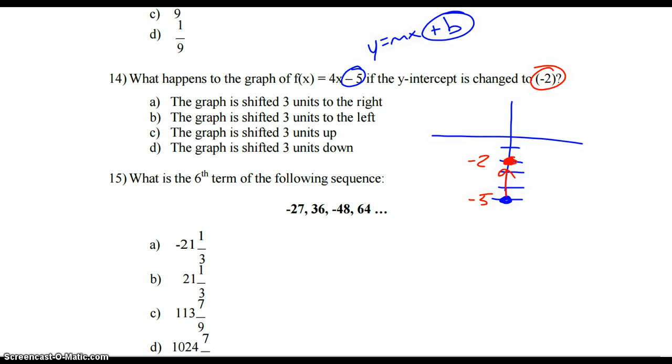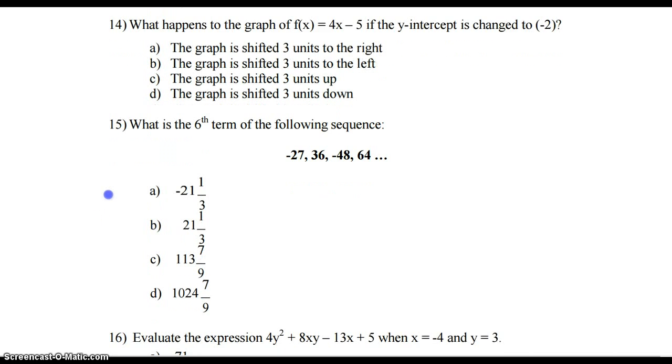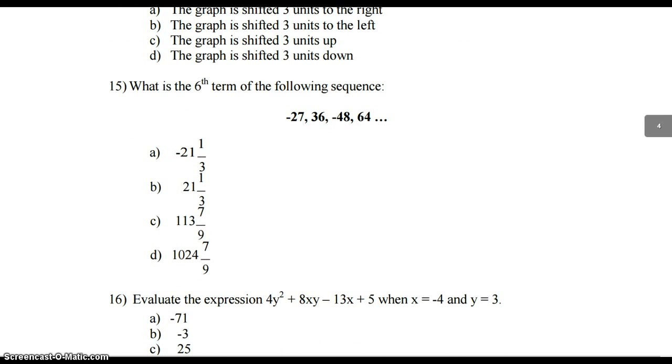All right, and lastly, number 15. Going to save some time with this one. I'm going to use the calculator, but it is important to figure out what the pattern is here. And it doesn't look like it's an arithmetic sequence, especially judging by the answers that are possible. We get some fractions and stuff in there, so it's probably geometric, meaning we're multiplying by something. So what I would do is take 36 divided by negative 27 and see what we get there.